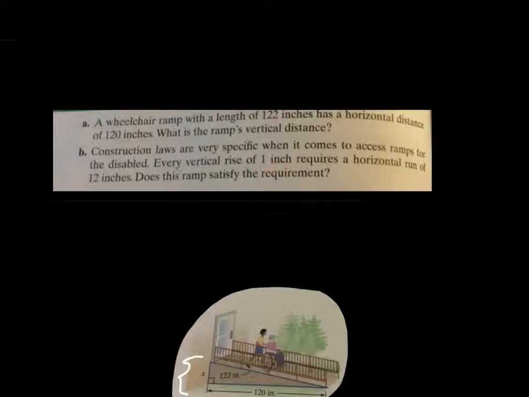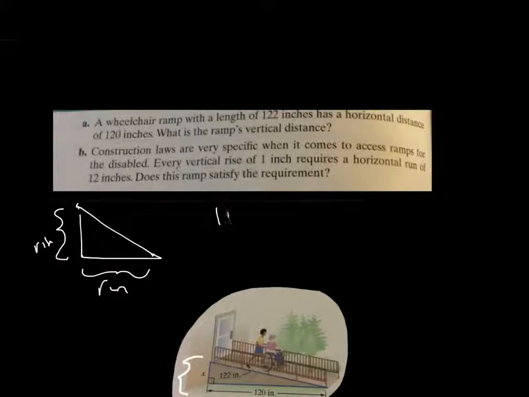And notice again, some terms here, rise over run. That reminds us hopefully of slope. So if we have this as our rise over run, if these are 2 points, that's really the slope of the line. So the construction law says every vertical rise of 1 inch, so that's the rise, requires a horizontal run of 12 inches.